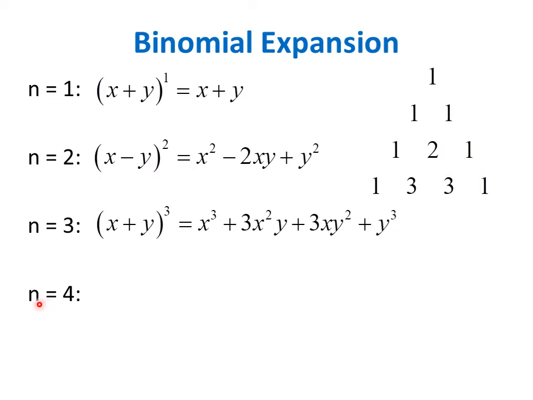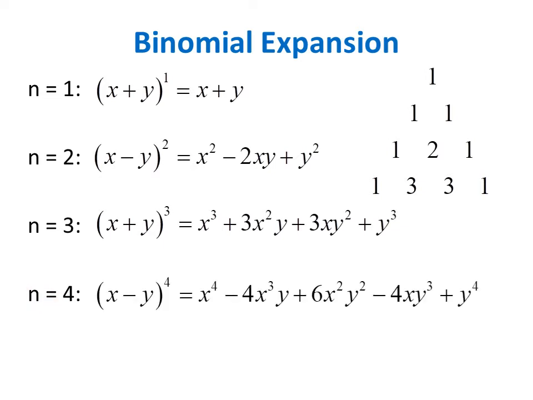Okay, next, what if n is equal to 4? Let's say we have x minus y raised to the exponent 4. Okay, first step, write the expression. So we have the first term of the binomial raised to the given exponent, so we have x to the 4 times the second term of the binomial y raised to the exponent 0. So, since y to the 0 is 1, we only have x to the 4.